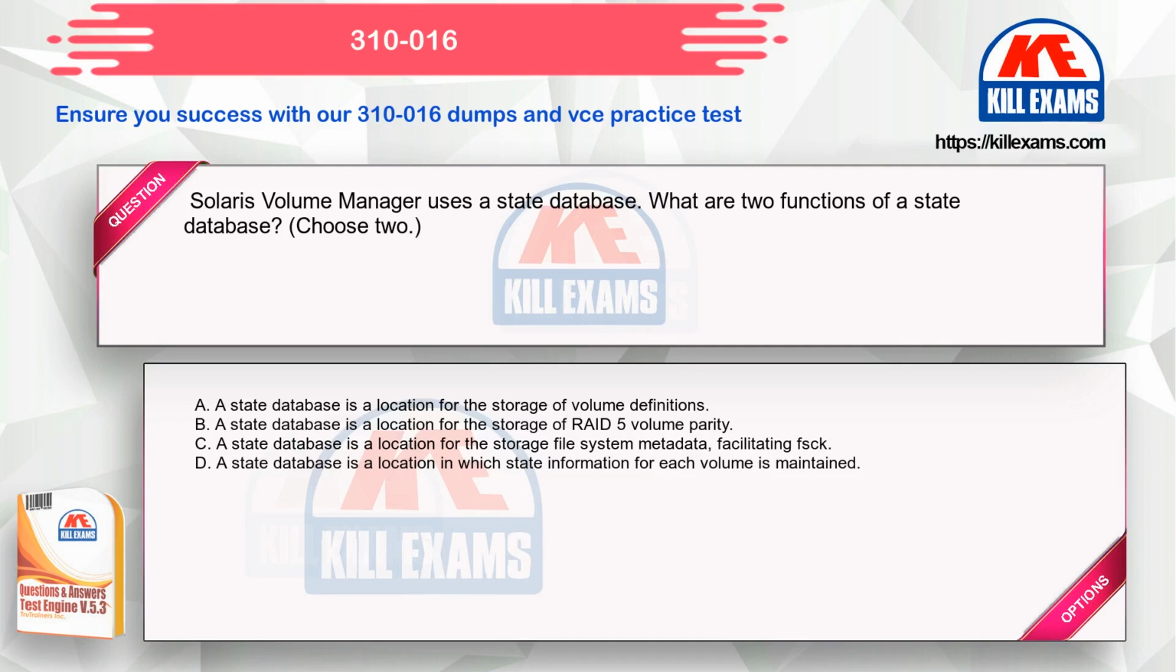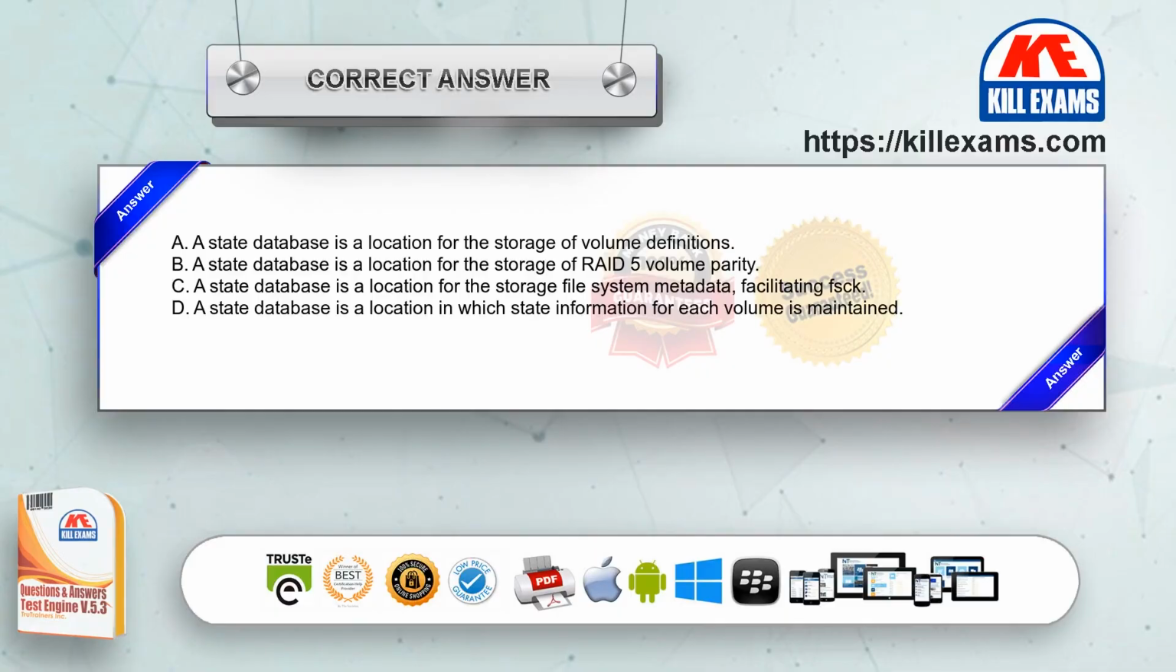Solaris Volume Manager uses a state database. What are 2 functions of a state database? Choose 2. Option A. A state database is a location for the storage of volume definitions. Option B. A state database is a location for the storage of RAID 5 volume parity. Option C. A state database is a location for the storage of file system metadata, facilitating FSCK. Option D. A state database is a location in which state information for each volume is maintained. The correct answer is option A, D.